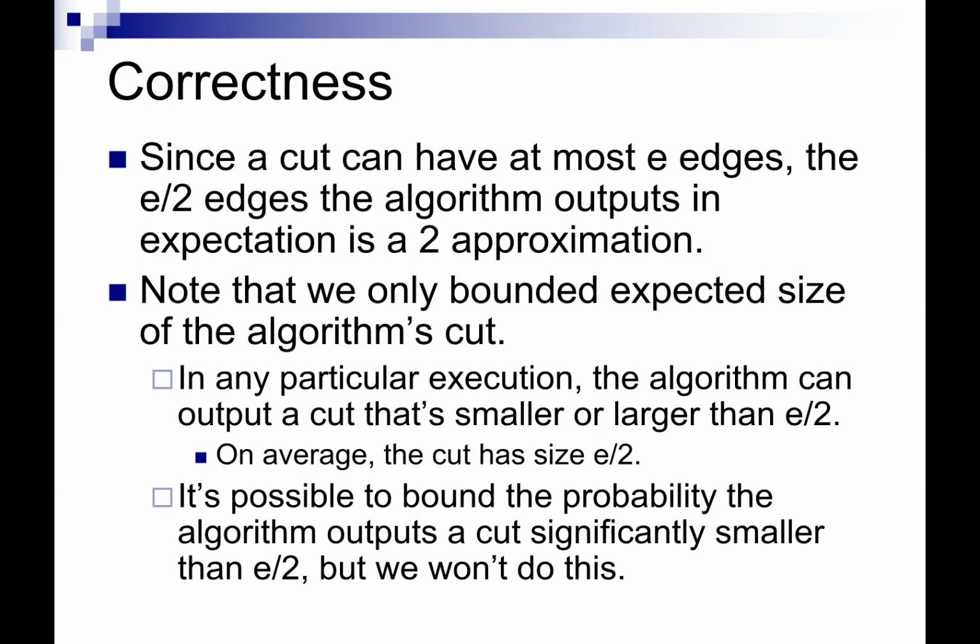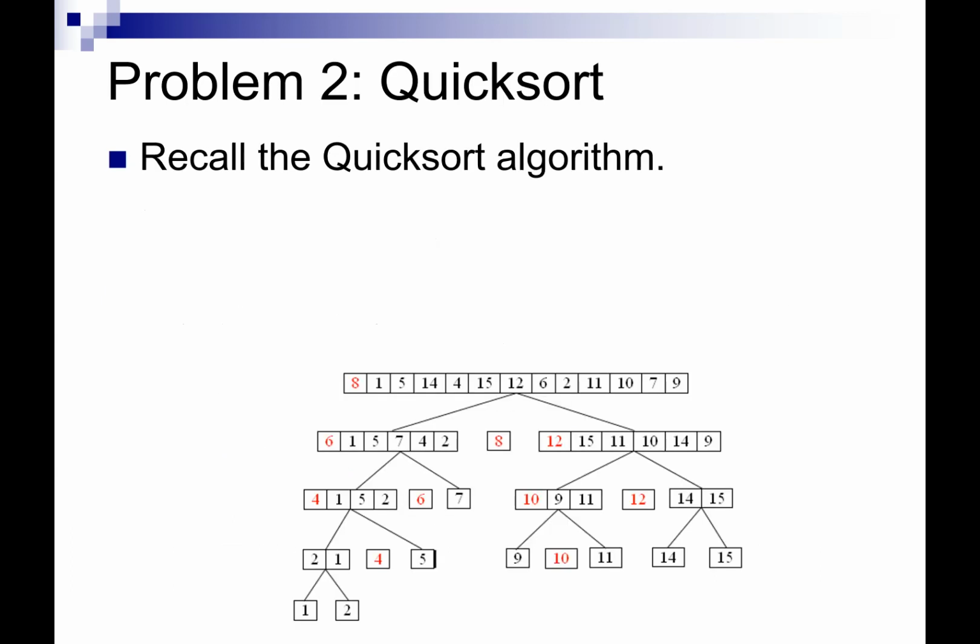What you can show is that with very high probability, the algorithm is going to output a cut which is very close to e over 2. So it's going to be very unlikely that you get a cut which is much less than e over 2. You can actually prove this. We're not going to do this today, but later on we're going to see some analysis techniques which let us prove bounds of this sort. Okay, so that was the first randomized algorithm.